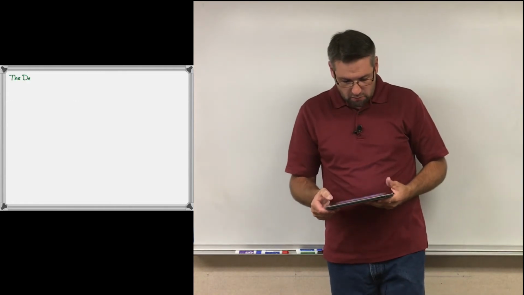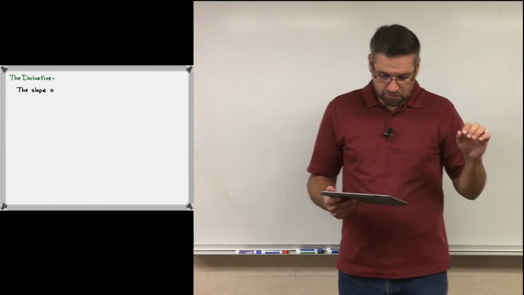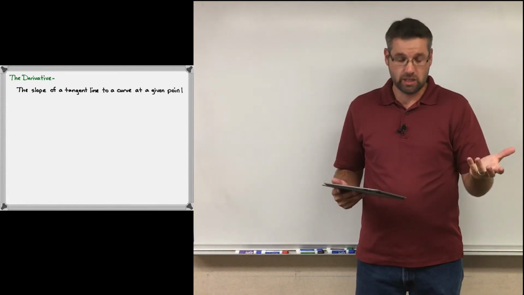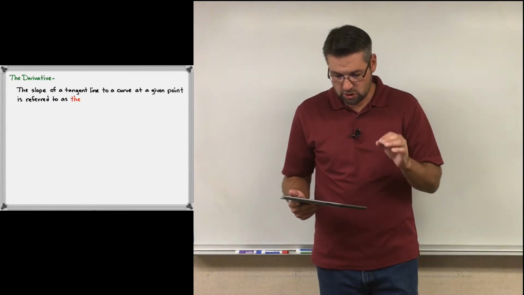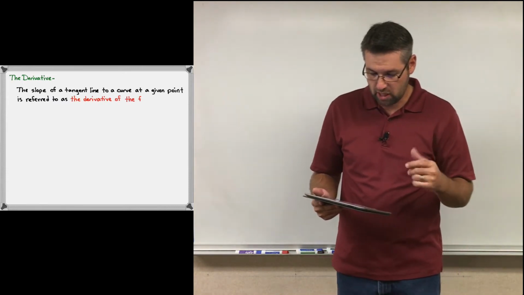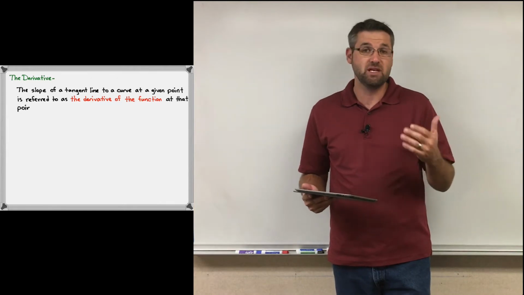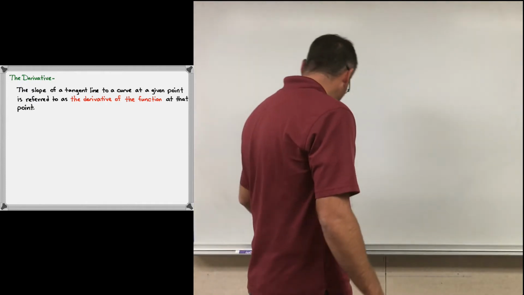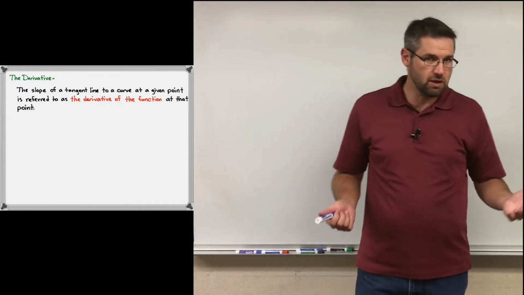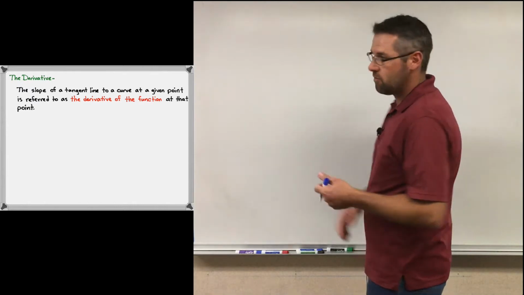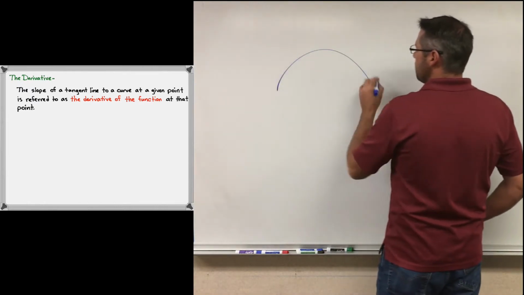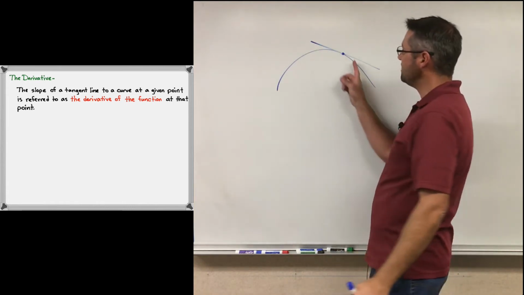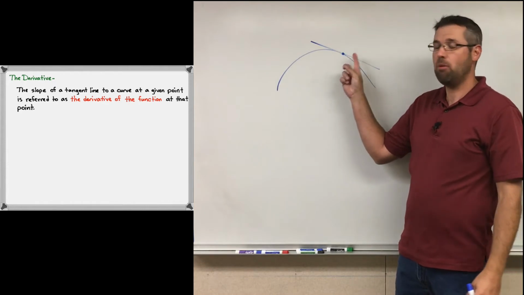Okay, first of all, the derivative is the slope of a tangent line at a given point or at a certain point. Okay, the slope of a tangent line to a curve at a given point is referred to as the derivative of the function at that point. And you might say, well, how is that any different than what we've been talking about before? There is no difference. We just have a name for it now. Okay? So we have a curve. If I find the slope of the tangent line at that point, that is the derivative at that point.